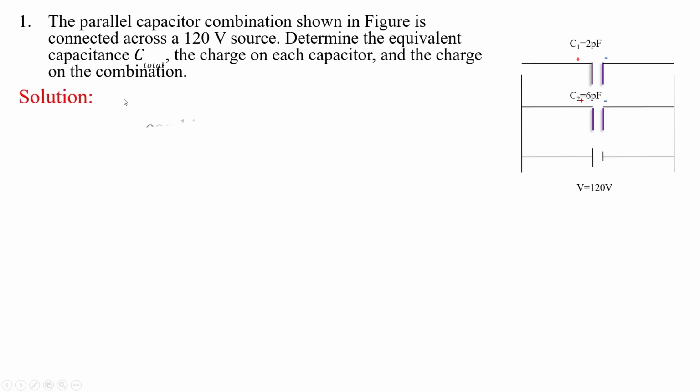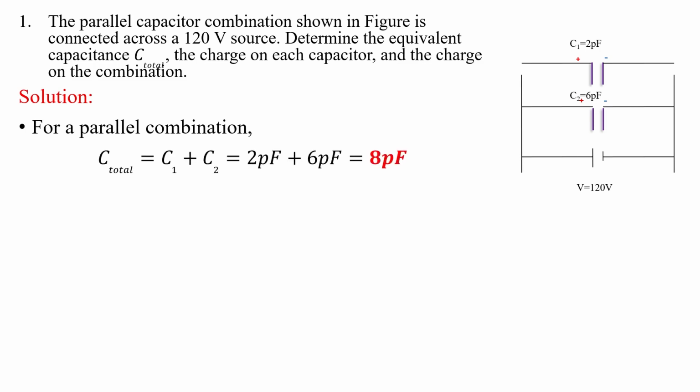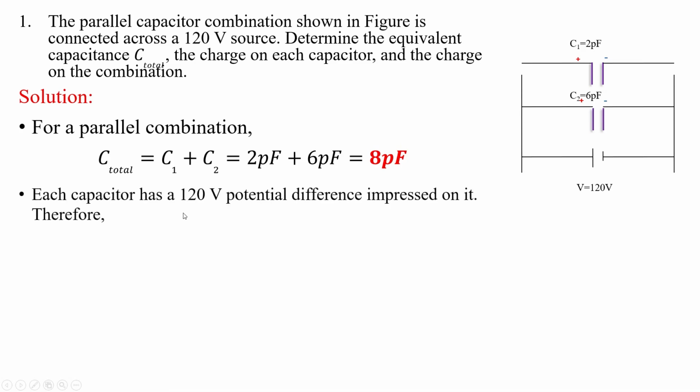Now here you can see for a parallel combination, the given formula is total capacitance is equal to the addition of the capacitances, that is C1 plus C2. So 2 picofarads plus 6 picofarads is equal to 8 picofarads. So 8 picofarads is the total capacitance of both these capacitors. And each capacitor has a 120 volt potential difference impressed on it. Therefore, we know that the potential difference is the same in both capacitors.